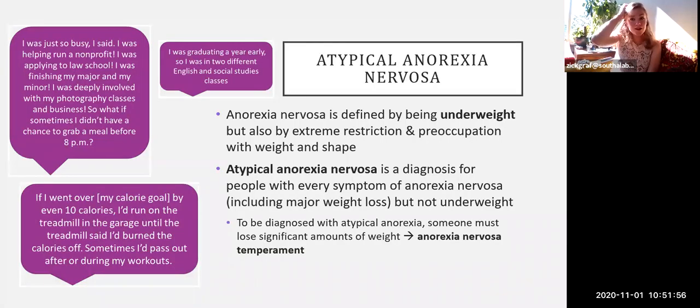So anorexia nervosa is defined by being underweight, but it's also defined by this really extreme restrictive eating behavior and really intense preoccupation with weight and shape. So atypical anorexia nervosa is a diagnosis for people with the same thoughts and behaviors as people with anorexia nervosa, but without underweight. To be diagnosed with atypical anorexia, someone still has to have major weight loss.